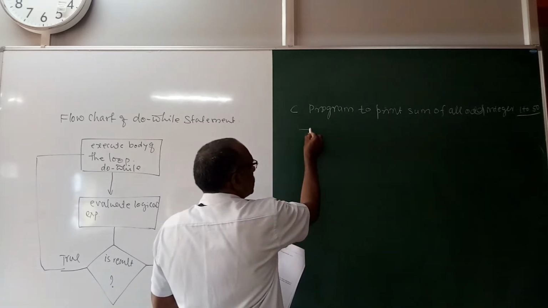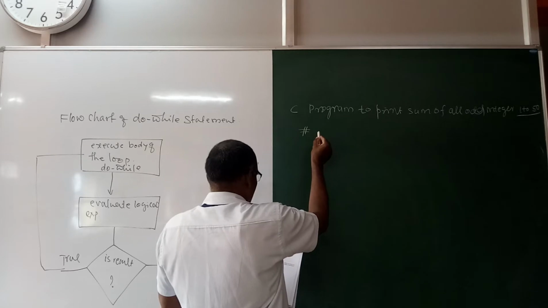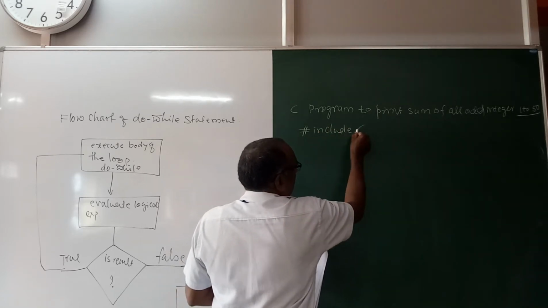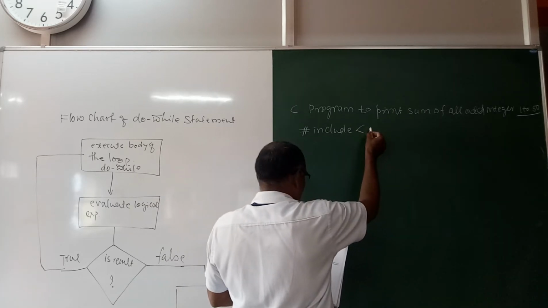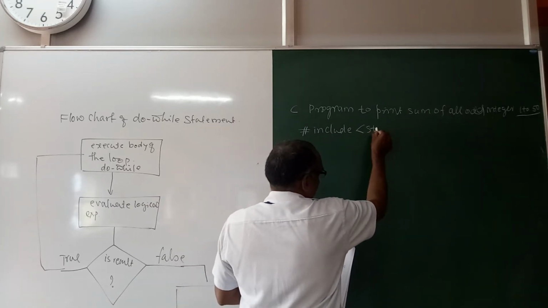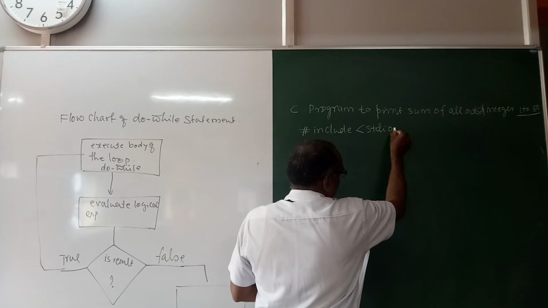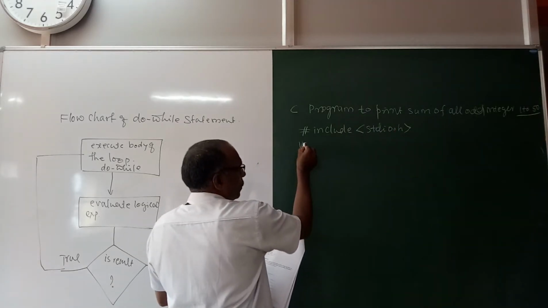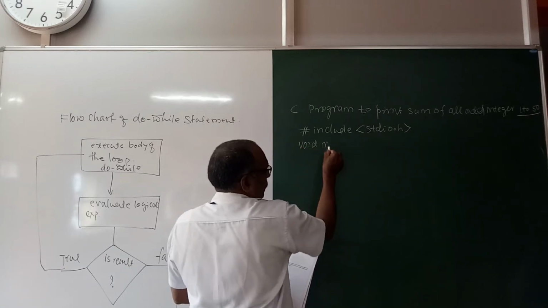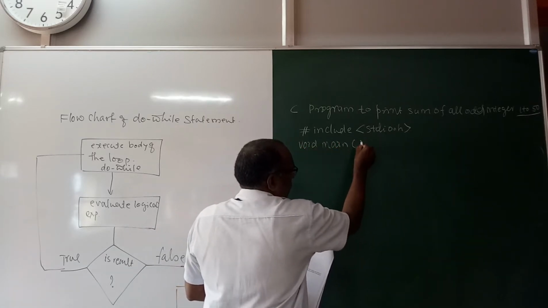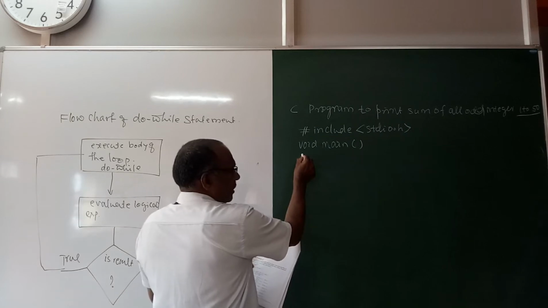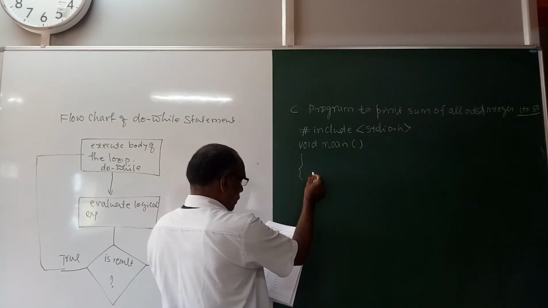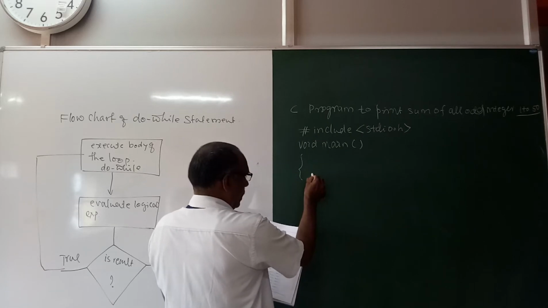I'll begin with this hash include, and then this is a preprocessor statement, stdio dot h. This is a must. We have this void main. We know what the function of this is, and then a curly brace here. I will start the body of the do while loop.